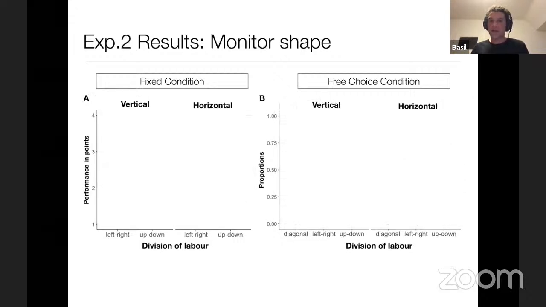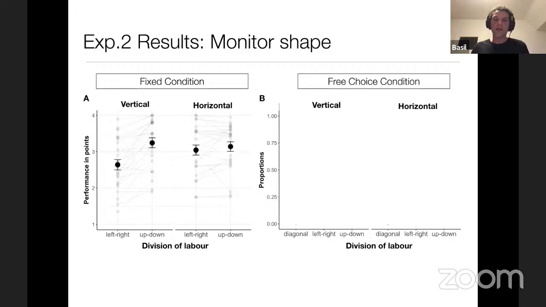Now, if we look at the second experiment where we varied the monitor shape, I'm essentially showing you the same plots, but now with this different factor. So the vertical shape display and here the horizontal shape display. If you look at the performance, you find that for the vertical display, you still have this up-down performance advantage. However, this disappears or becomes greatly reduced for the horizontal display.